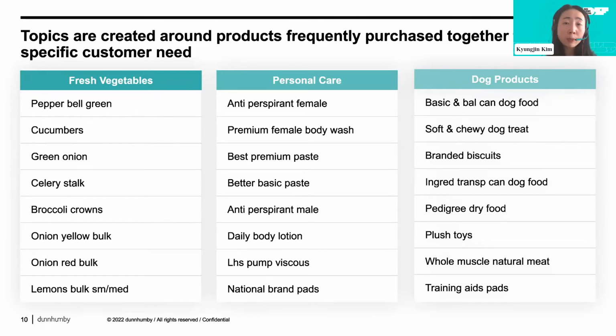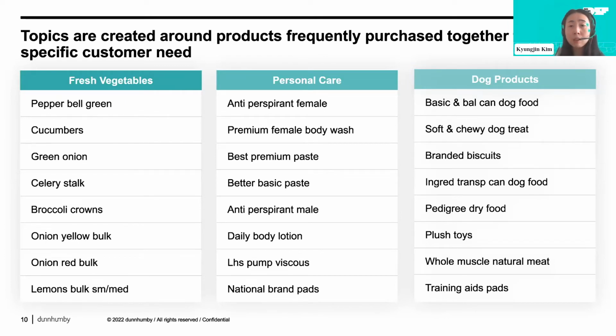The first topic, which we named fresh vegetables, contains bell pepper, cucumber, green onion, celery, and lemons. These are fresh ingredients for many different dishes, and this was identified as a dominant need state in scratch cooking mission. The second topic has various personal care items, including deodorant, body wash, and toothpaste, which fulfill customers' need around hygiene.